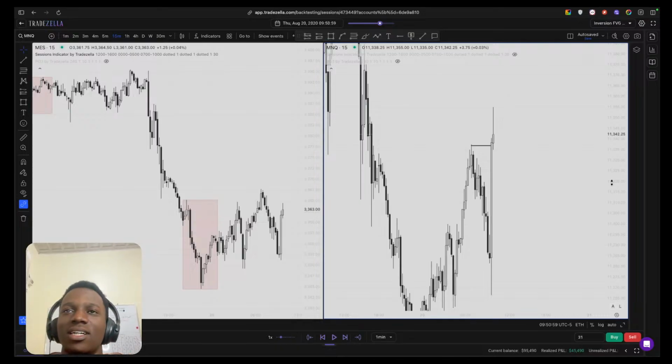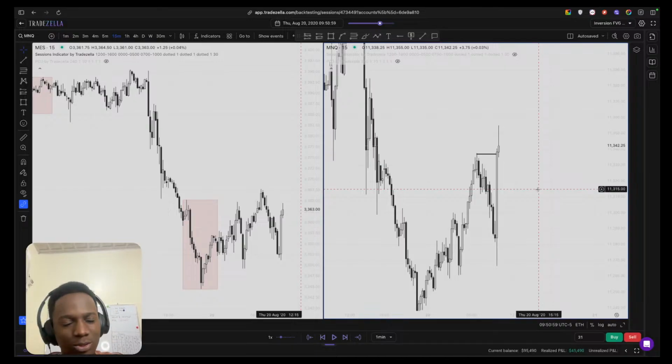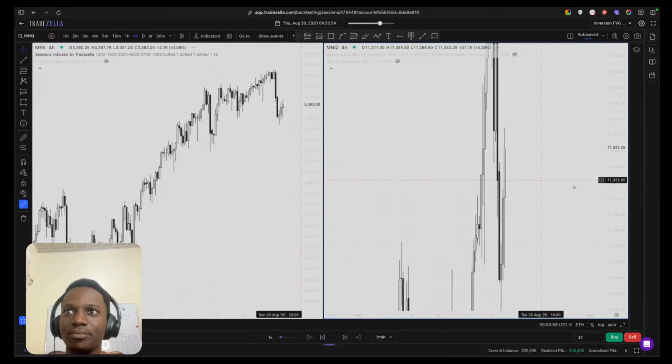So Zivi, what strategy do you trade? Do you also trade the inversions? And not strategy actually, I mean the model. Do you enter off of inversion fair value gaps? Do you use fair value gaps or other blocks maybe?